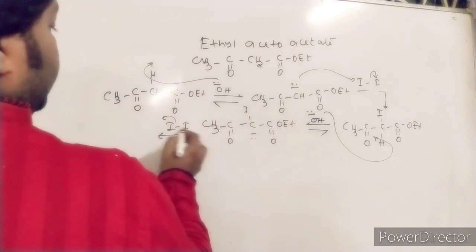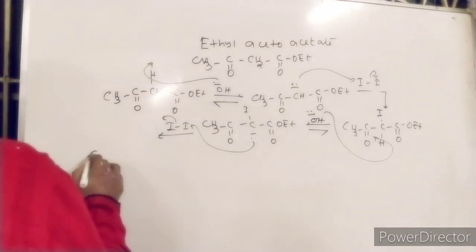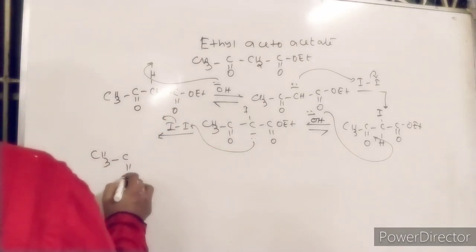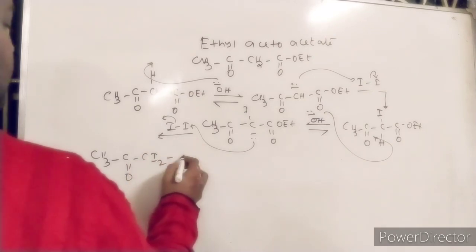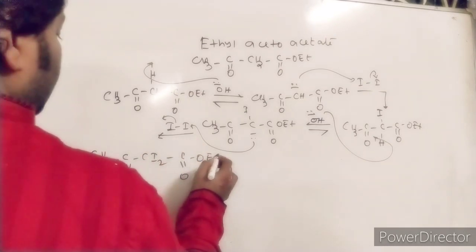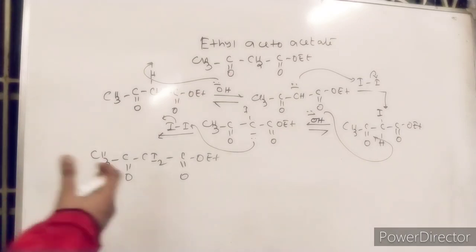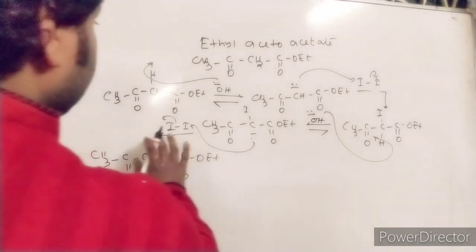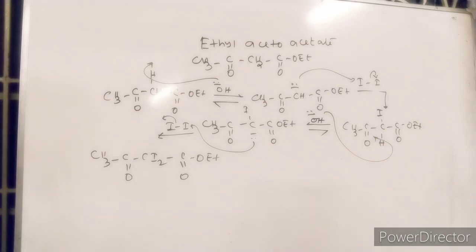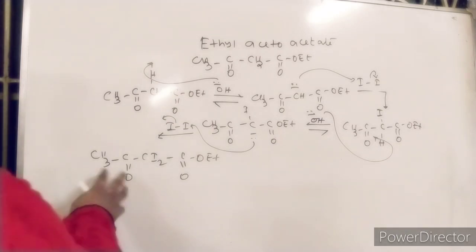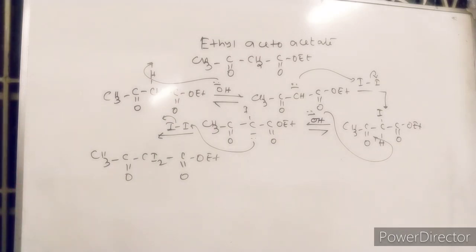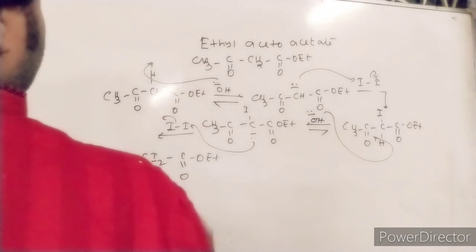So again, if you give it like this, this will give you CH3COCI2COOH. I hope you don't mind if we have done this a little fast. So this is the product that we are having now. Please have a look at this and please copy this, because I will keep this compound over here. So you are having CH3COCI2COOH.